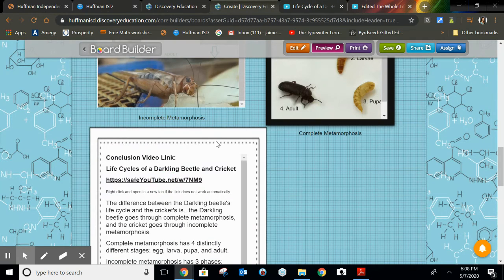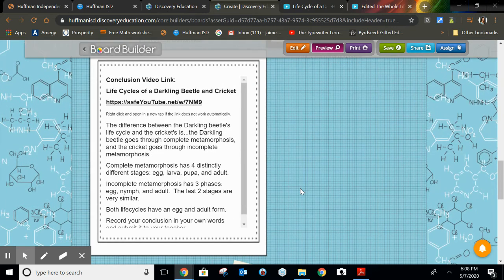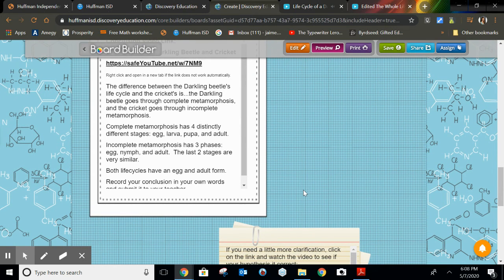Okay, and we're returning to our virtual field trip. So the difference between the darkling beetle's life cycle and the cricket's is that the darkling beetle goes through complete metamorphosis and the cricket goes through incomplete metamorphosis. Complete metamorphosis has 4 distinctly different stages: the egg, larva, pupa, and adult. Incomplete metamorphosis has 3 phases: the egg, nymph, and adult.